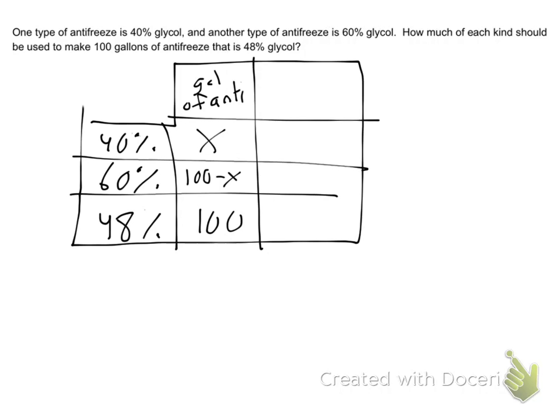Guys, the rules still apply. When adding, you go down, and when you're going across, you multiply. So, 0.4x. Wait, what is that column going to be? Gallons of glycol. Pure 100% glycol alcohol.